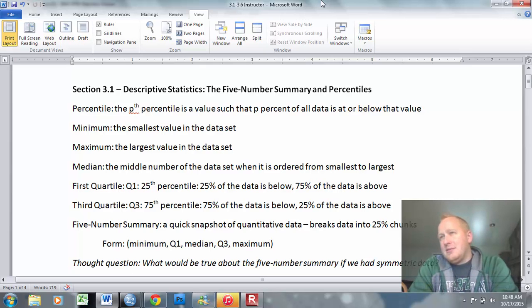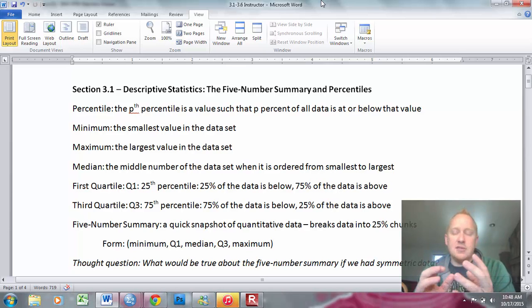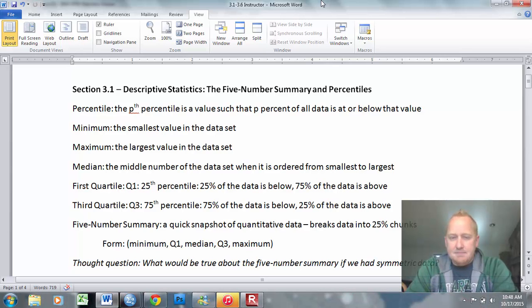I guess in terms of setting up our descriptive statistics, this might take a little bit longer than Chapter 2, just because dealing with quantitative data is so much more powerful than dealing with categoric data. So let's just get into the definitions. So Section 3.1, descriptive statistics, the 5-number summary, and percentiles.